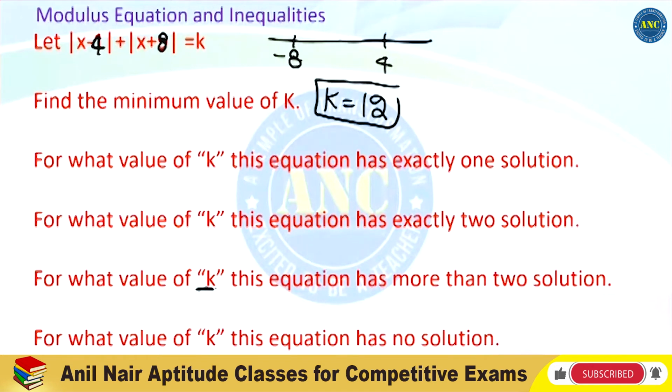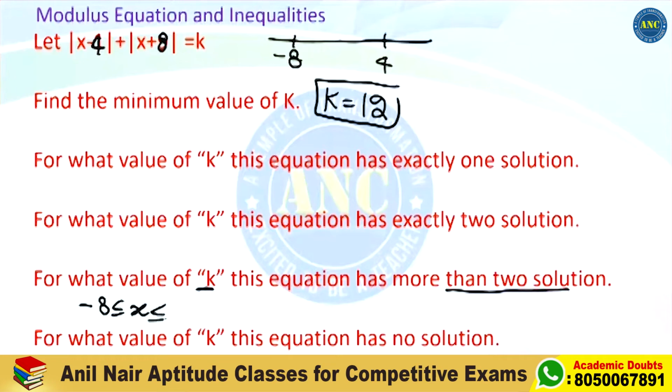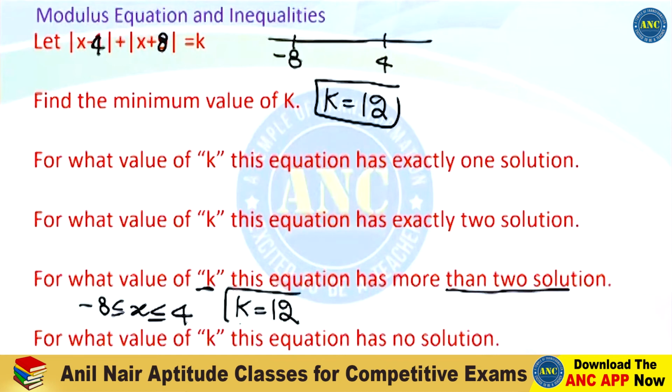At what value will I get more than two solutions for x? So -8 ≤ x ≤ 4. It has to match with the distance, either extreme points and everything. Exactly two solutions: k is greater than 12.